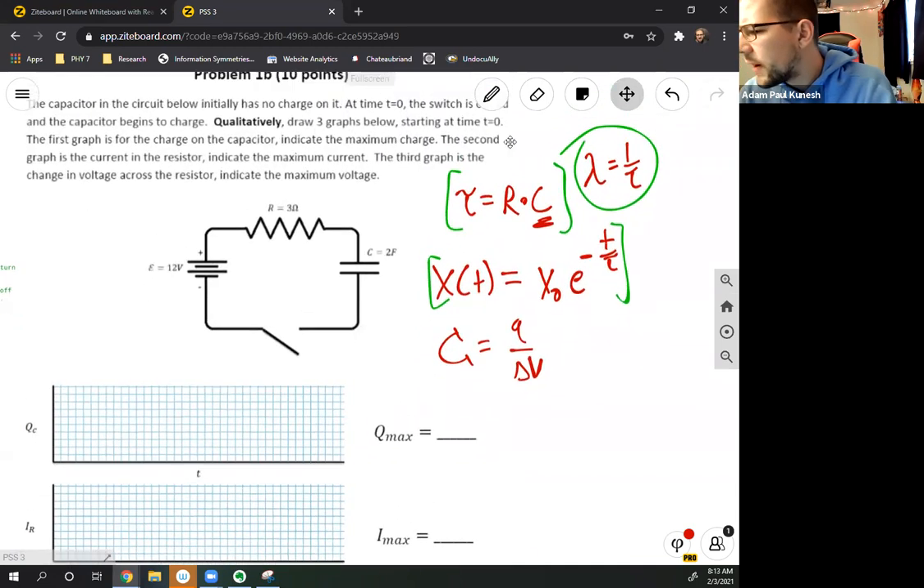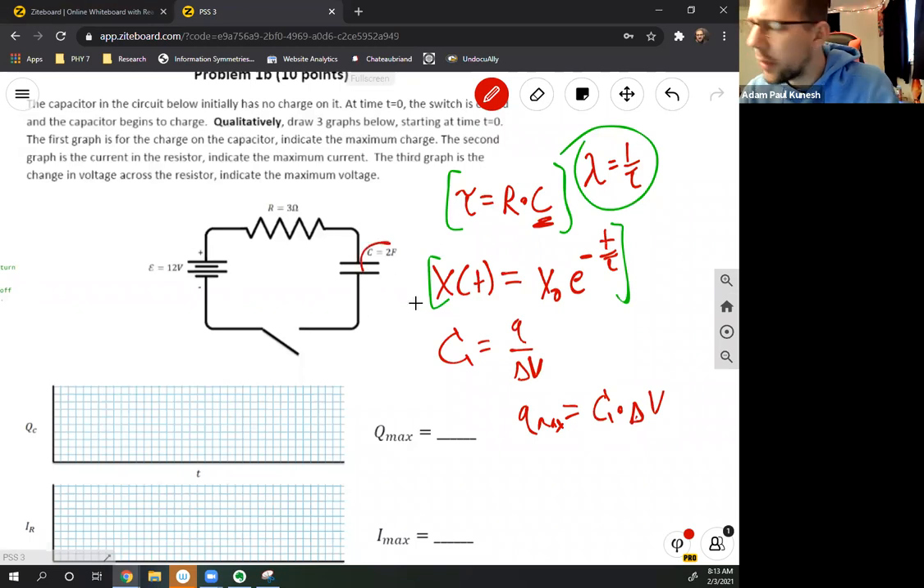So if I want to find the charge at the end, Q max is going to happen when I've got the capacitance times delta V, and it's when the voltage absorbed by the capacitor is all that there is. So it'll be at the point when there's no current, so the resistor is carrying no voltage, and the change in voltage across the capacitor will be everything, the entire battery voltage. So Q max is the capacitance times the battery voltage.